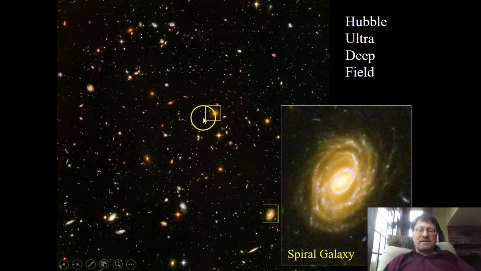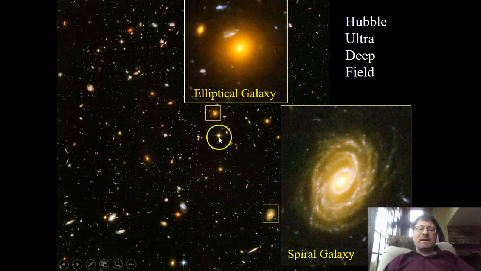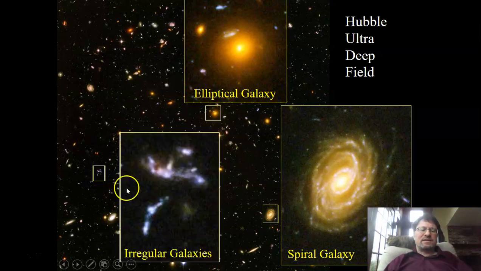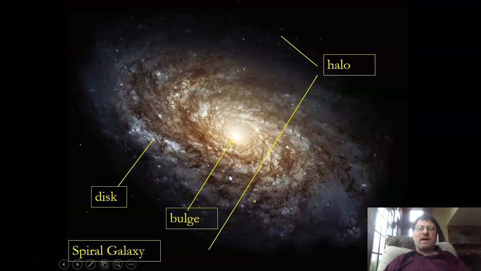Here, this galaxy is known as an elliptical galaxy. It's roundish. And finally, there are examples in here of what are called irregular galaxies. They don't have a regular morphology associated with them. And these are the three main categories of galaxies. Let's talk about each one of them a little bit more carefully.